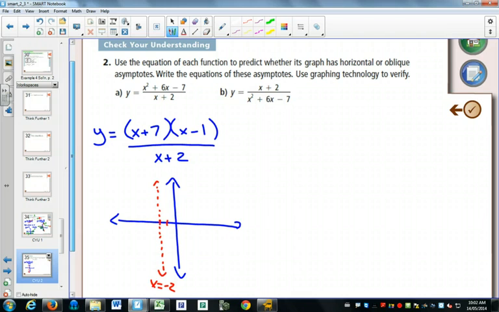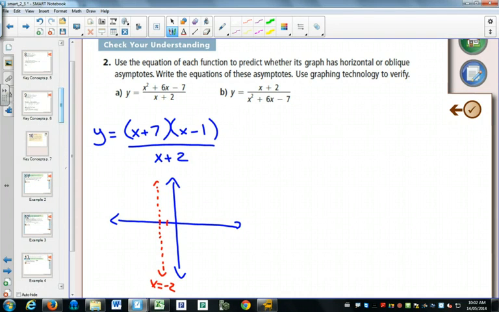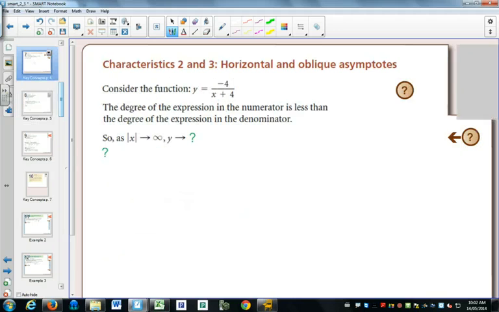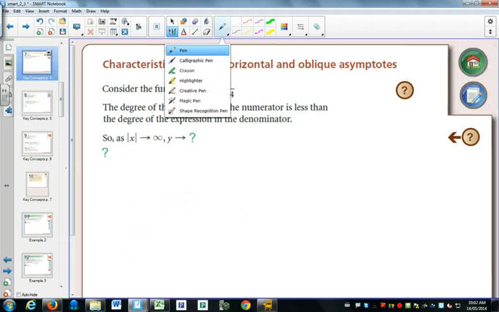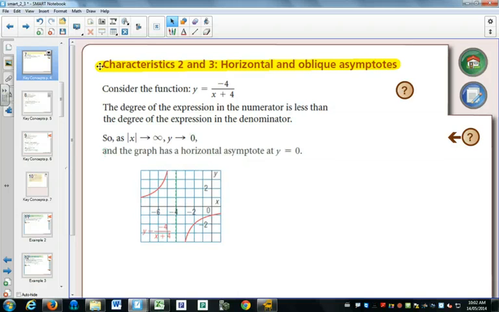Now, before we go further, let's go back and highlight some stuff. They have characteristic number 2, and 3. They go through a lot of explanation here. You can summarize this completely by just the following.